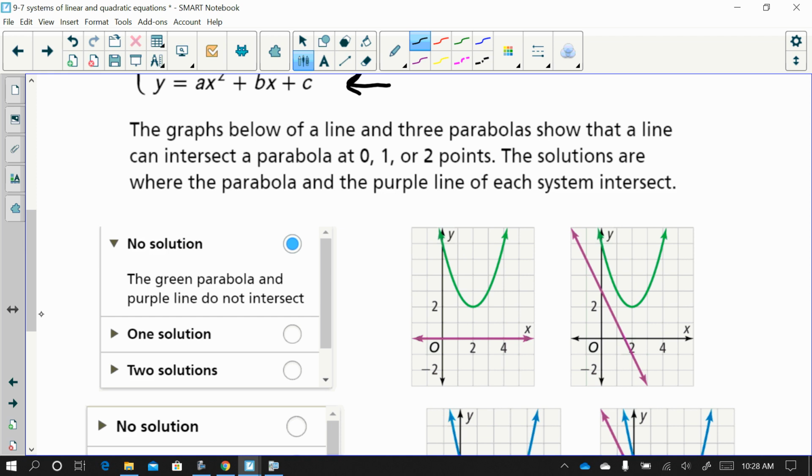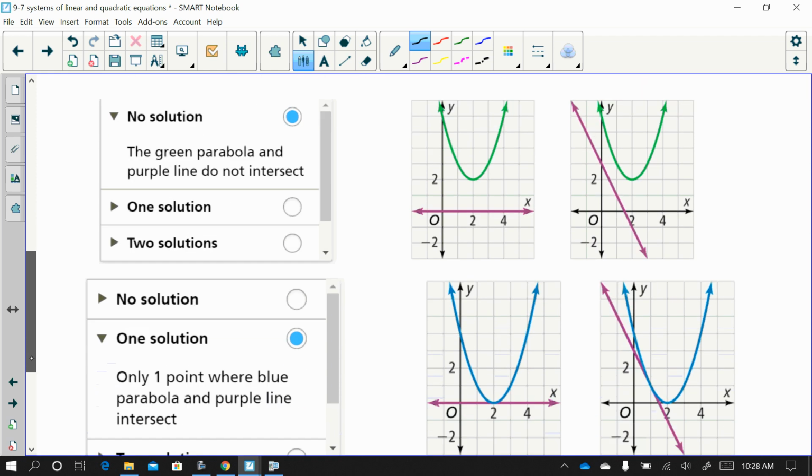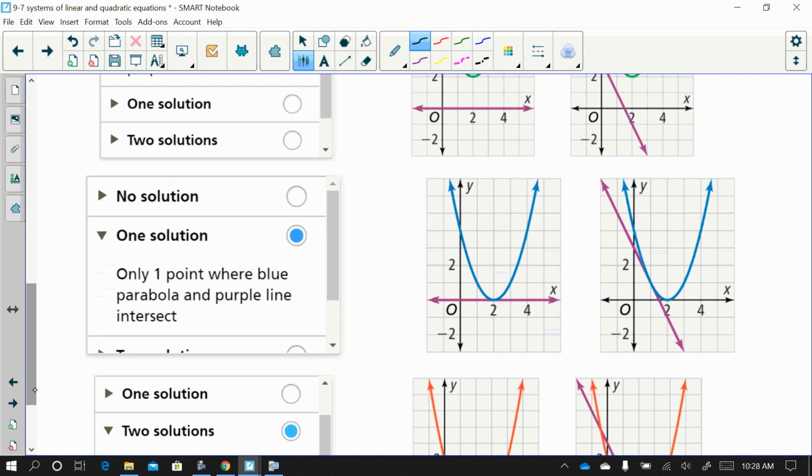Okay, so we're looking at the green parabola and the purple line. Okay, obviously first graph, never going to touch. Second graph, also never going to touch. Okay, so that's what no solution would look like. One solution is where they would intersect only once. Okay, so looking at my first graph, right here is where my solution is. You could write that as the point 2, 0. Okay, my other graph looks like it's about right here, which would be the point 1, 1.